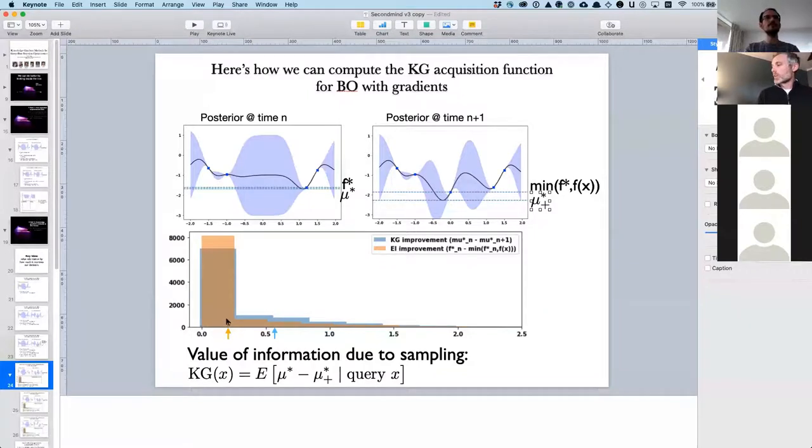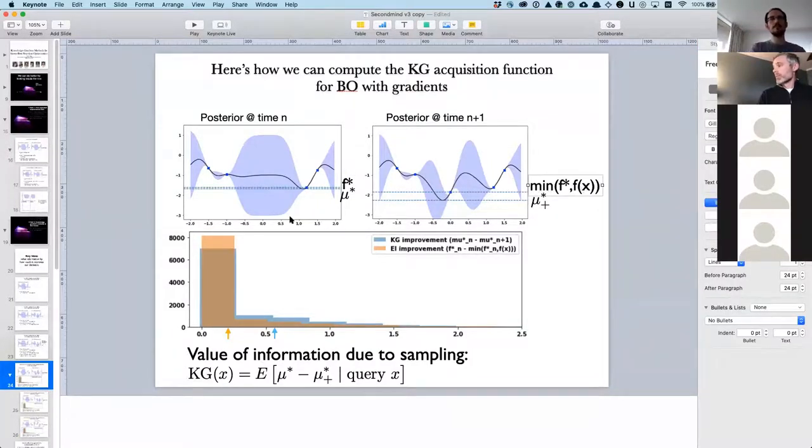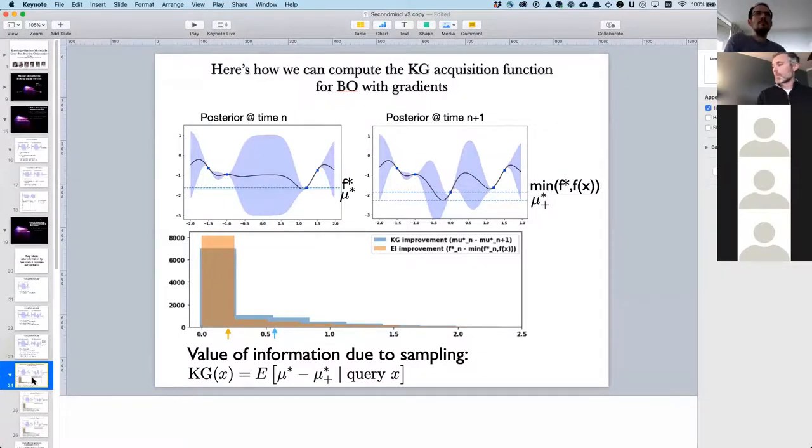What I'm showing you on this histogram is different realizations for the measurement of both the value and the gradient. I'm making a histogram for what the improvement according to KG might be, which should really be mu star plus minus mu star, versus the improvement according to EI, the difference between this quantity and this quantity. In this picture, the improvement according to EI is pretty small, whereas the improvement according to KG is much bigger. I can show you some other sample paths. In this sample path, the improvements were actually pretty similar to each other.